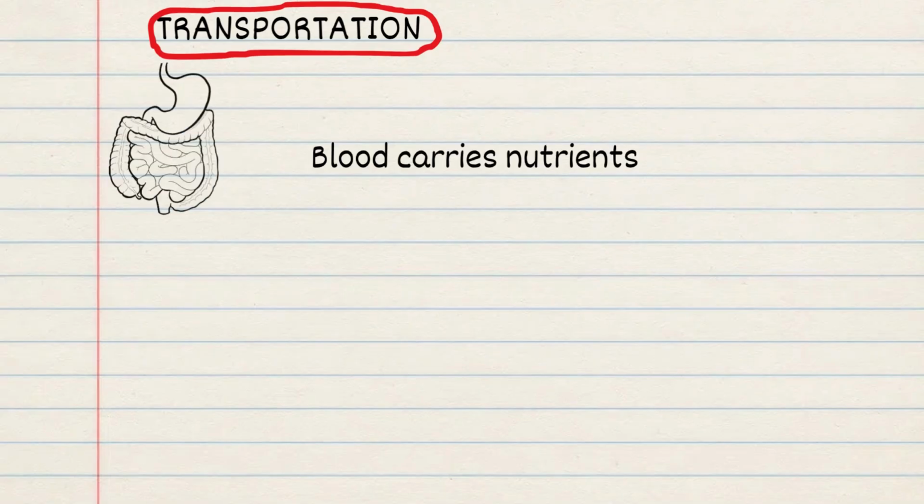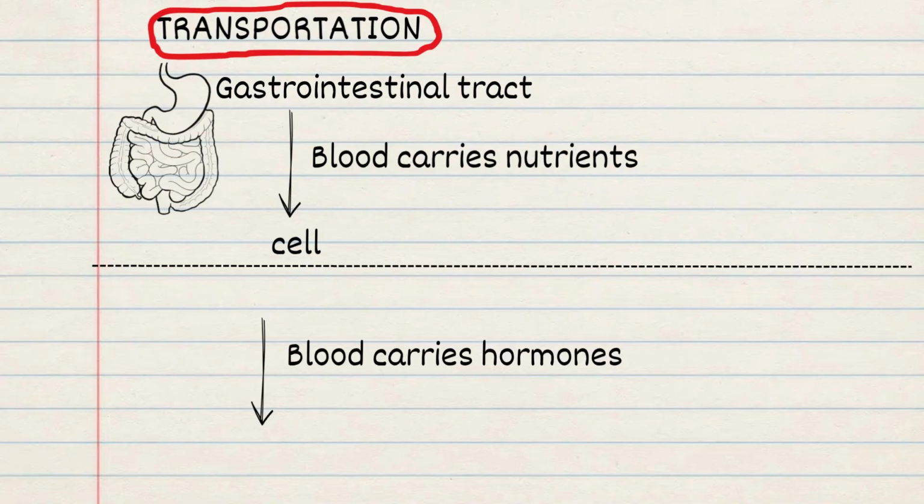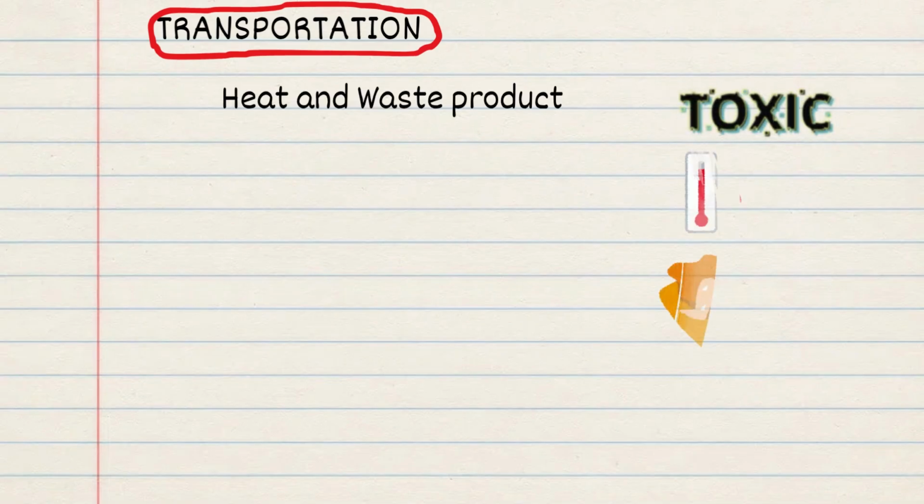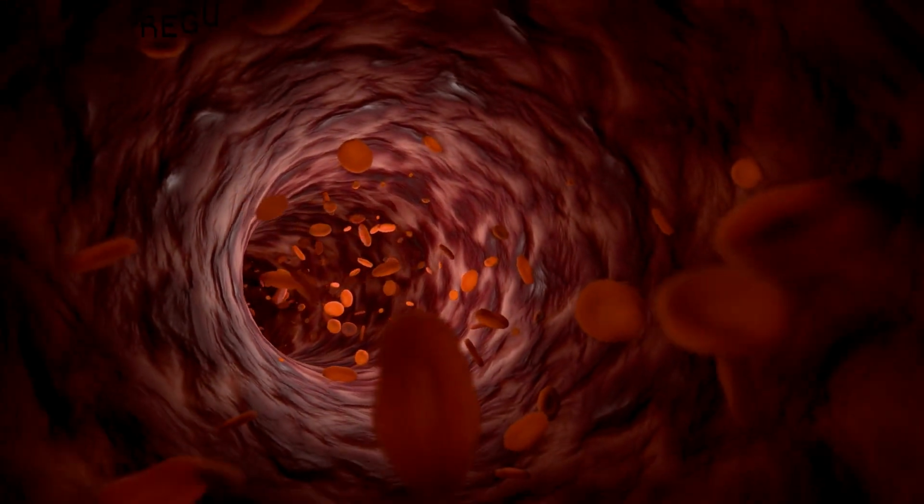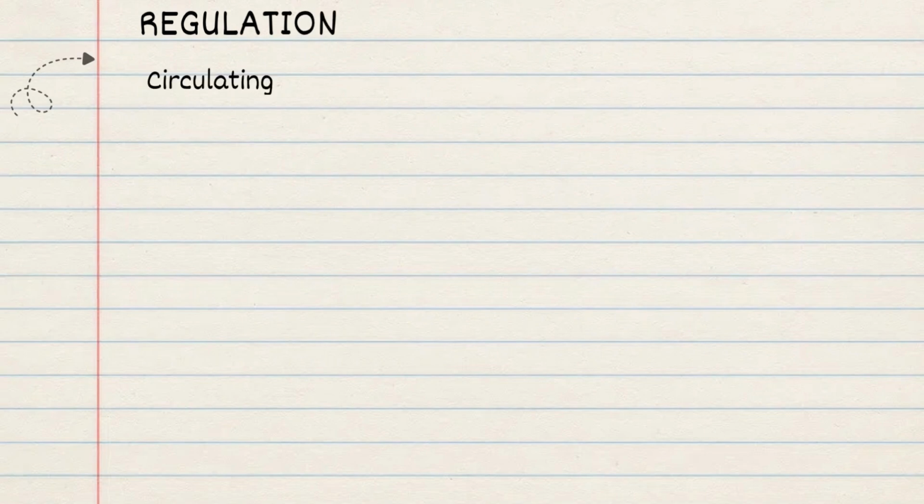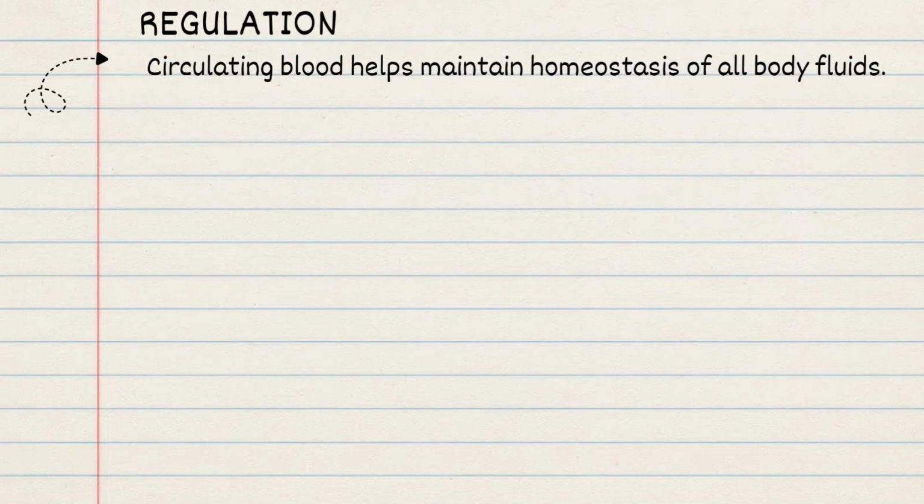Similarly, blood carries nutrients from the gastrointestinal tract to cells, it carries hormones from endocrine glands to other body cells, and at the same time blood also transports heat and waste products to various organs for elimination from the body. As blood circulates, it helps keep all the body's fluids in a healthy, balanced state by delivering oxygen and nutrients to cells, removing carbon dioxide and waste products, maintaining the correct temperature, pH, and water balance, and transporting hormones and other substances needed for normal body functions.